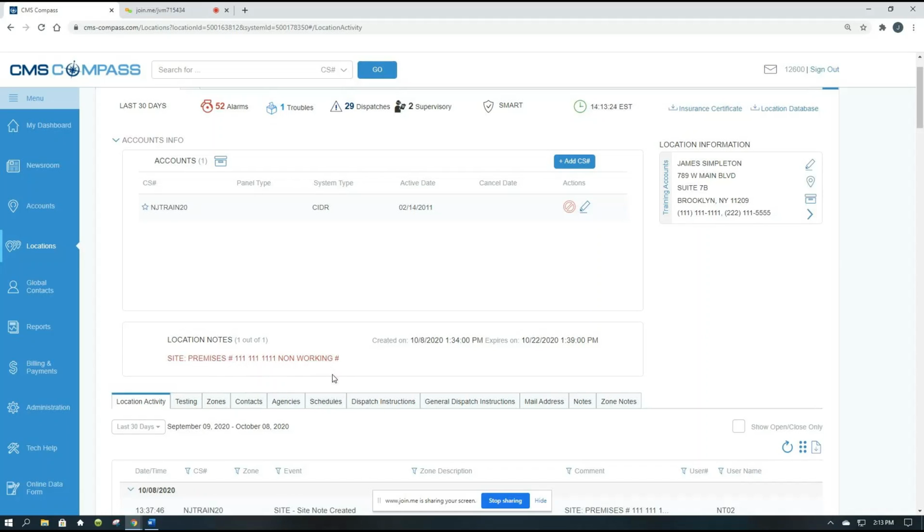So what do you do with that if you see it? Well, as a dealer, you can look at that and you can say, okay, that's a bad phone number. Let me get a hold of Mr. Simpleton somehow and find out, maybe only 111-5555 is the correct number. Let's remove this number so CMS doesn't waste their time calling a non-working phone number.